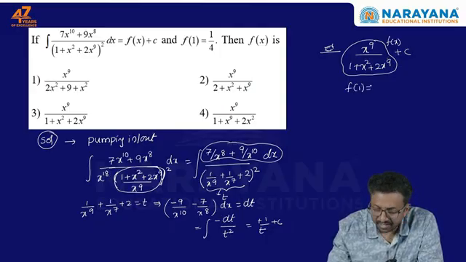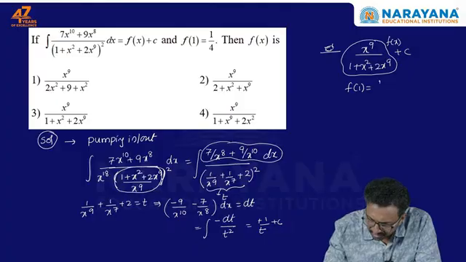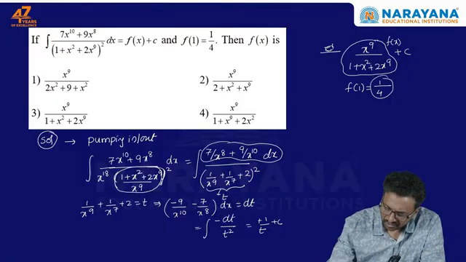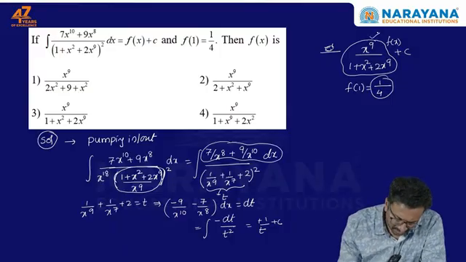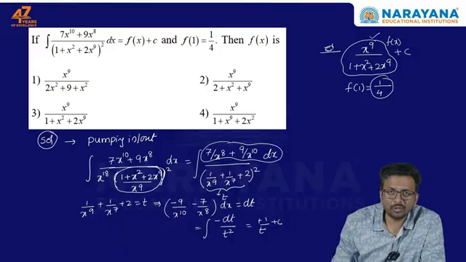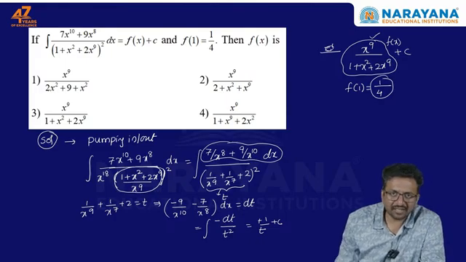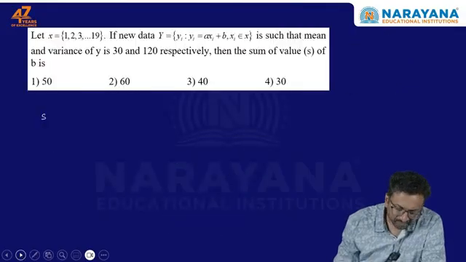We should also check whether f of 1 is 1 by 4. F of 1 is 1 by 1 plus 2, so this is also matching. So f of x is x power 9 by 1 plus x square plus 2x power 9. So clearly the third option is the correct answer. So let's go to the next question.